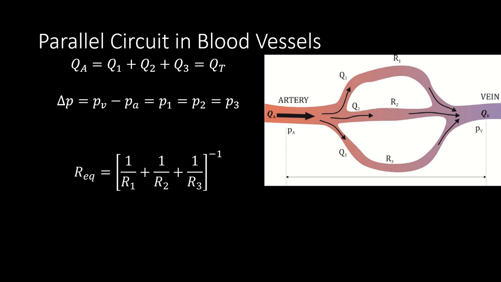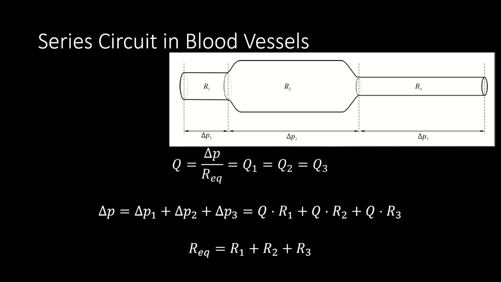And one last bit, the equivalent vascular resistance, because these are parallel paths, will be 1 over the vascular resistance in path 1 plus 1 over path 2 plus 1 over R3, all raised to the inverse power. And just adding that Q_V term to emphasize the volume flow rate is remaining constant. So volume flow rate is similar to current, pressure is similar to voltage, and vascular resistance is just like electrical resistance in a circuit.